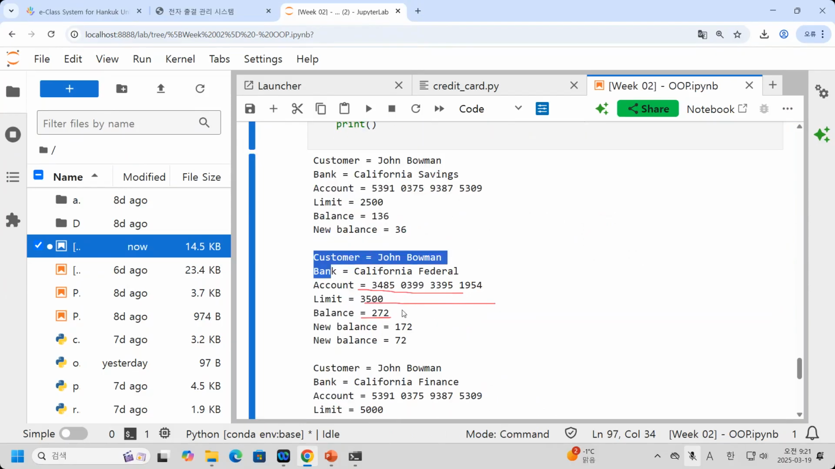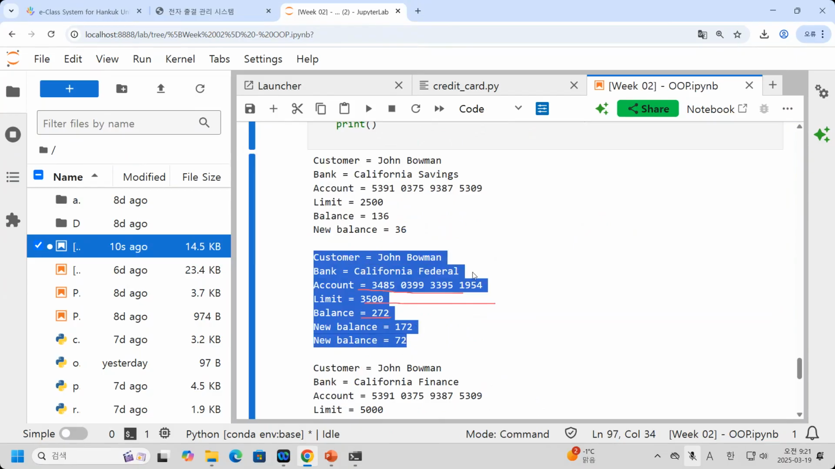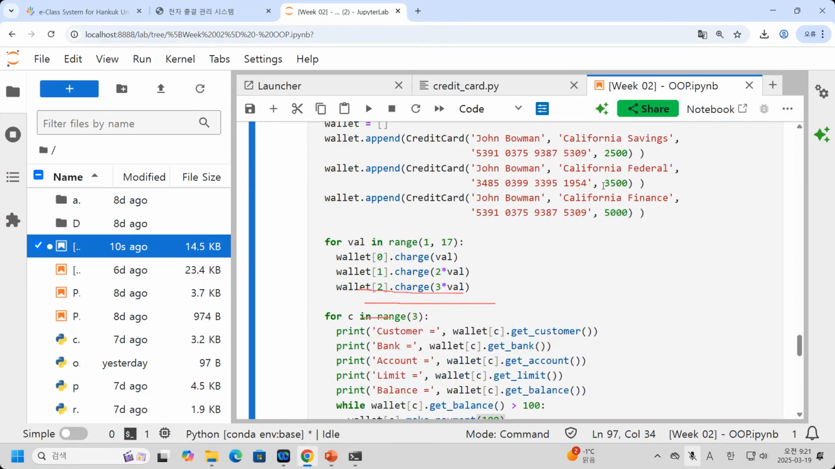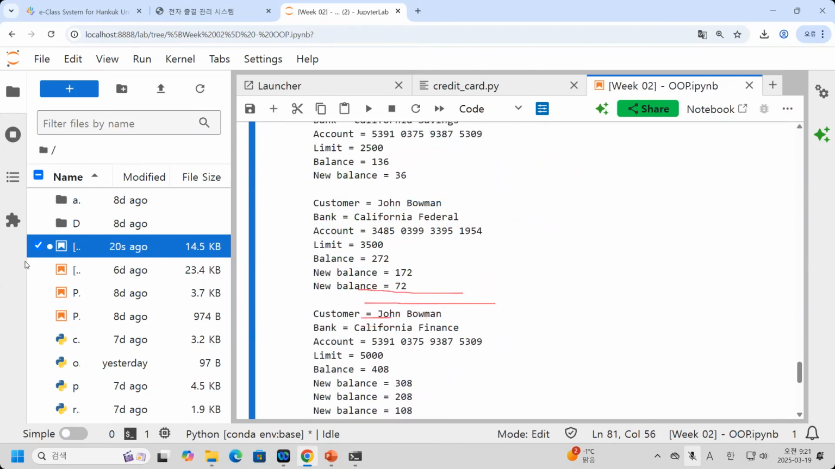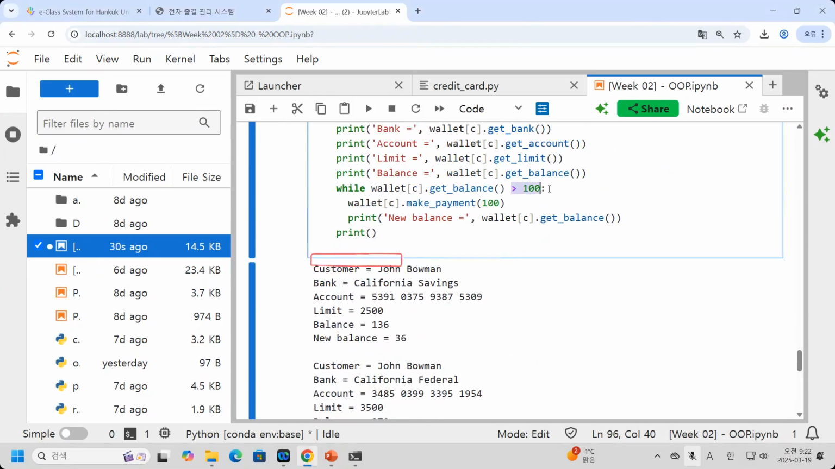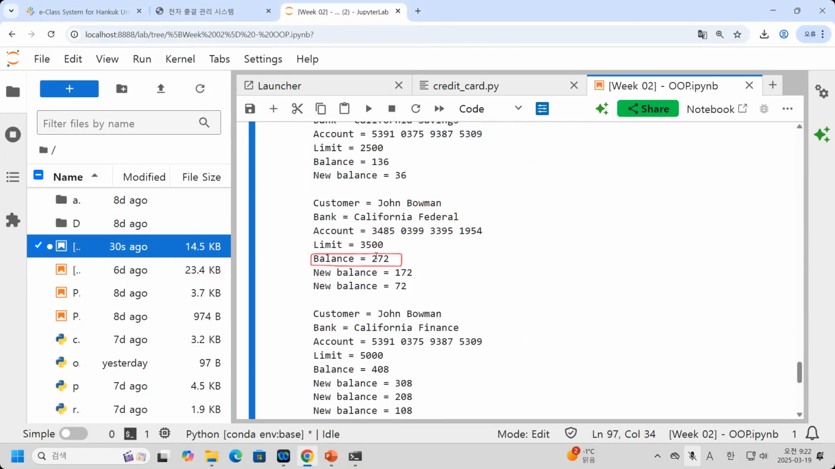The second credit card, John Common, California Federal, is account number, and the limit is 3,500. You check this one. Okay, the limit is 3,500. Now let's check the transaction because of the simulation data. Now the balance is 272. According to the condition, if the balance is higher than 100, then let's make the payment 100. We want to pay the 100 to this balance, then the remaining is 172.